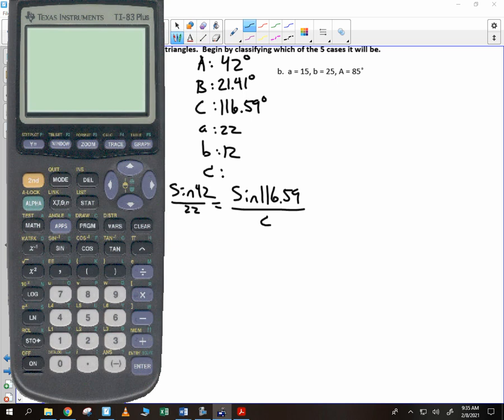So I will multiply these two, and I'm going to divide by the sine of 42. So sine of 116.59 times 22, and I have to divide that by the sine of 42, and I get 29.40. What's your biggest angle? Angle C, 116. What's your biggest side? That's good news, right? Check and make sure they're verified appropriately.